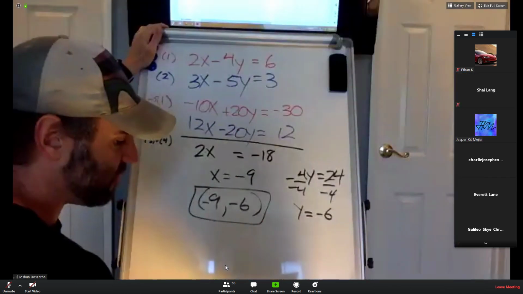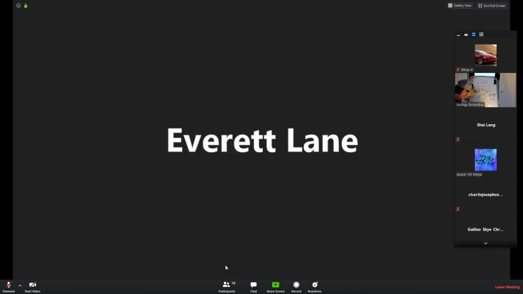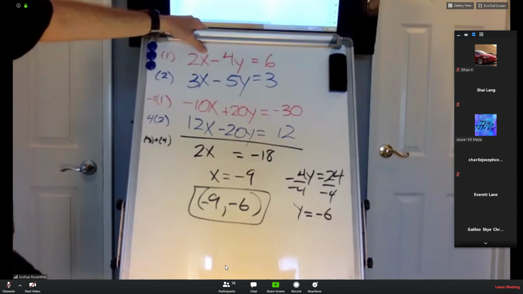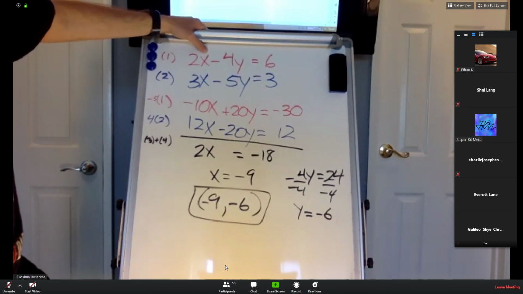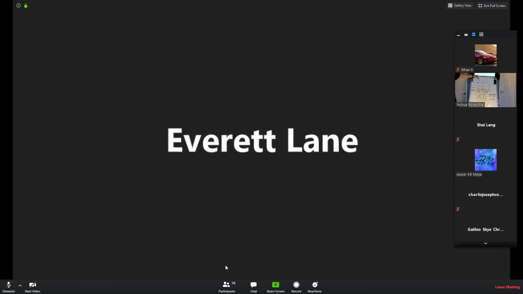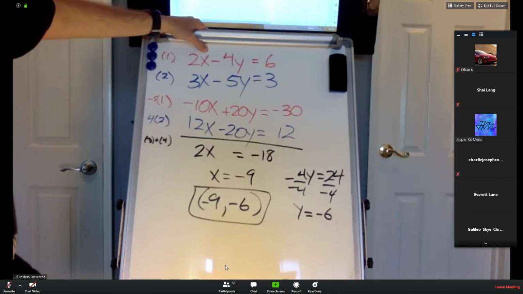Any other questions, Everett? Anybody? Yes, I have a question. Do you plug in the x, which was negative 9, for the top 1 and 2, or the bottom 1 and 2? Any one you want. It will all come out to negative 6 no matter which one you choose. So, I got negative 18 minus 4y equals 6. Correct. Then you added 18 to neutralize the negative 18, right?